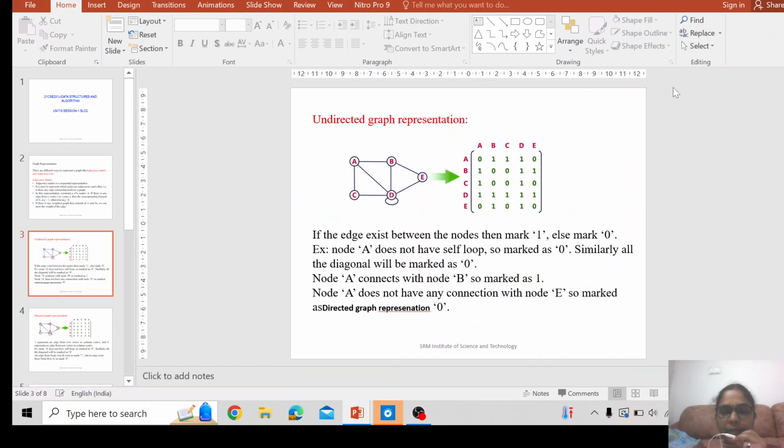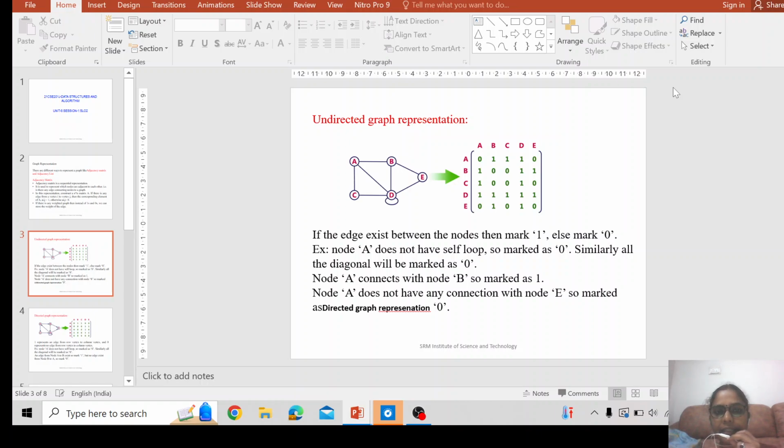The next one is the undirected graph representation. If an edge exists between the nodes, we mark it as 1. For example, let's consider a graph consisting of 5 nodes where node D has a self loop. So, if A doesn't have any self loop, then A with A is represented as 0. Likewise, for all other vertices: B with B, C with C are 0, D with D is 1, and E with E is 0. Apart from D, every diagonal is represented as 0.